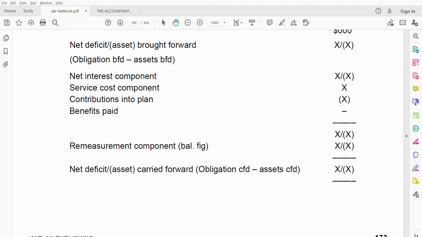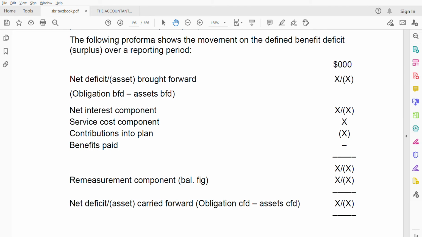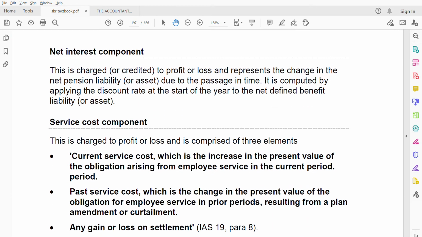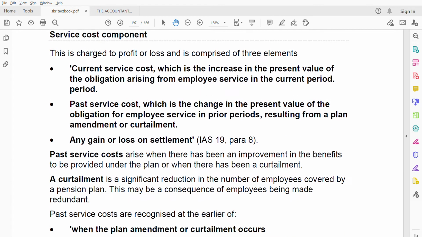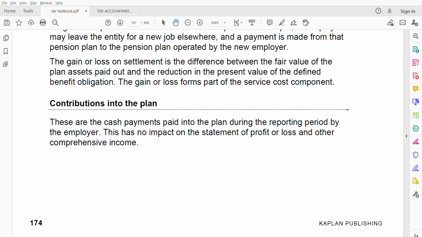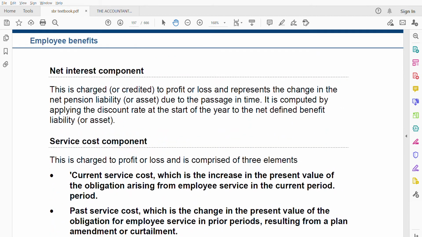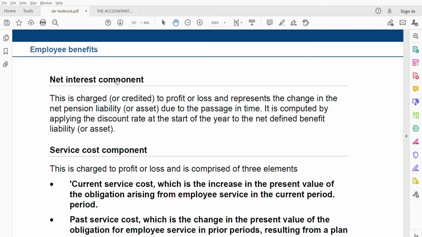So make sure that you go through this and you memorize this pro forma. It needs to be memorized. Now let us go one by one through each item. We are starting with net interest, then we are going to the service cost component, then the contributions into the plan, then benefits paid from the plan. Net interest is simply the interest on that, and it is charged to or credited to profit and loss.